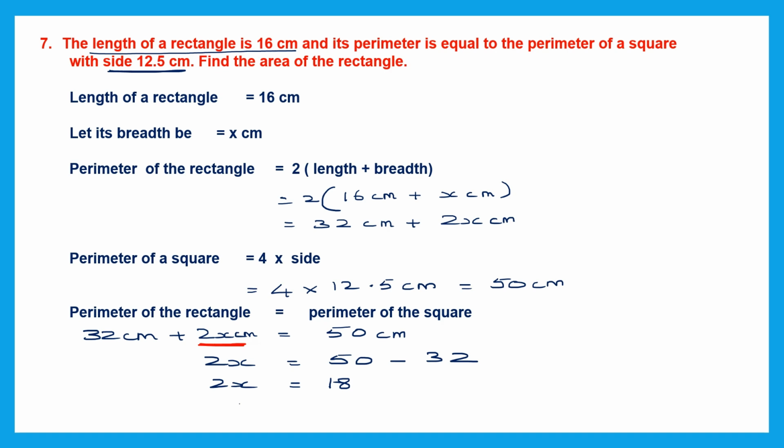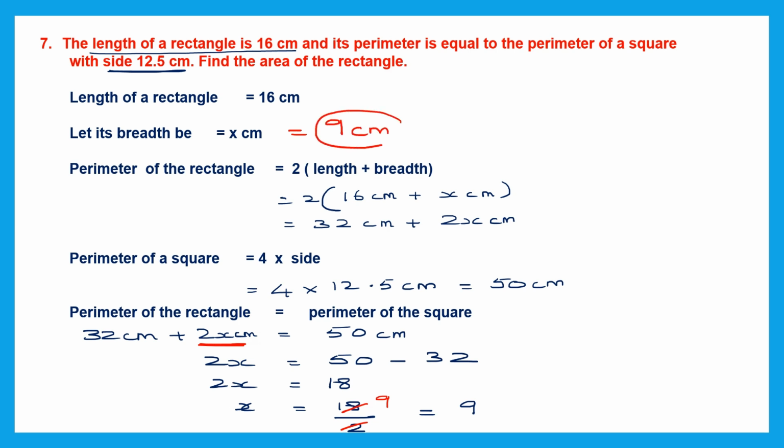So what is the value of x? X is equal to 18 divided by 2. So 2 nines are 18. So 18 divided by 2 is 9. That means the value of x is 9. And what did we say x is? We said x is the breadth. So we have found the breadth, and that is 9 centimeters. So the breadth is 9 centimeters.